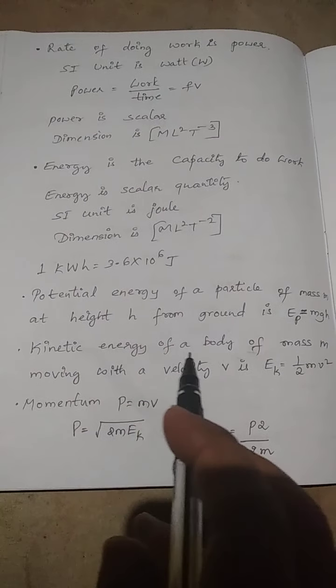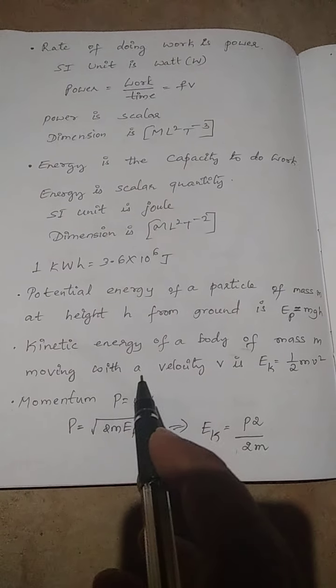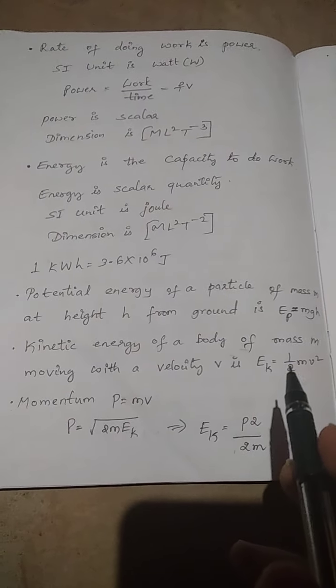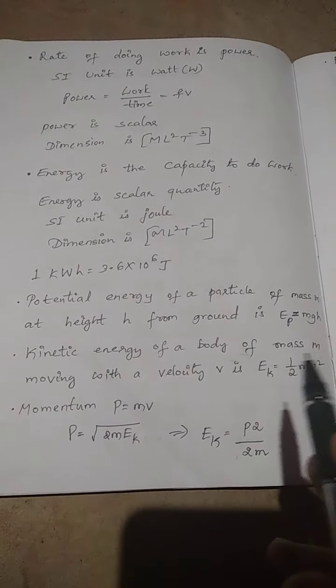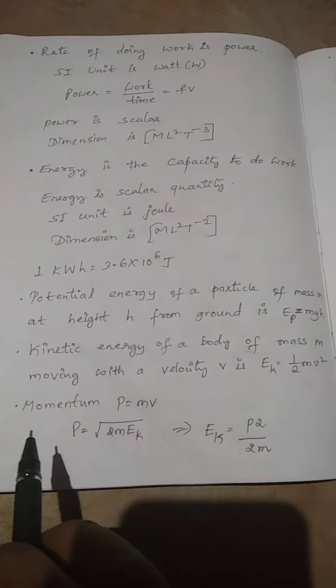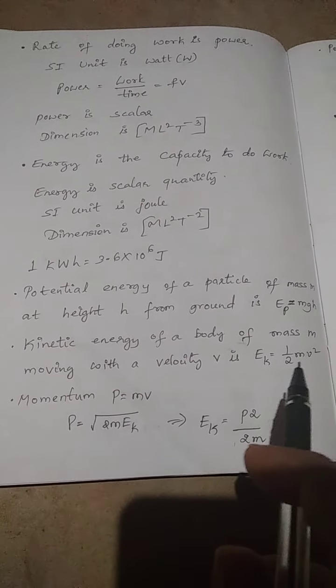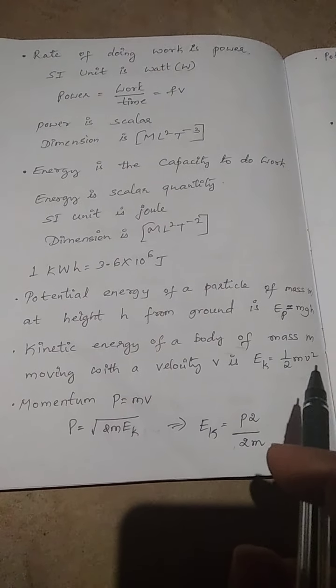Now kinetic energy, other part. Kinetic energy of a body of mass m moving with a velocity v is Ek equal to half mv square. Very familiar equation for you. From high school onwards you are studying about that. So no need to explain about this. Very clearly you can remember it. Half mv square, m mass, v is velocity.